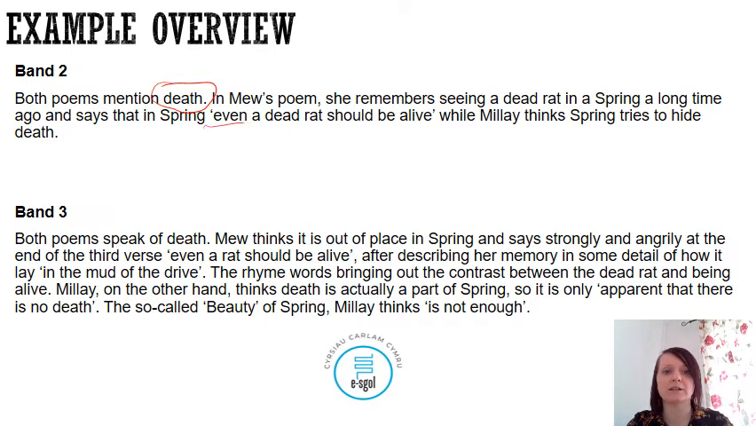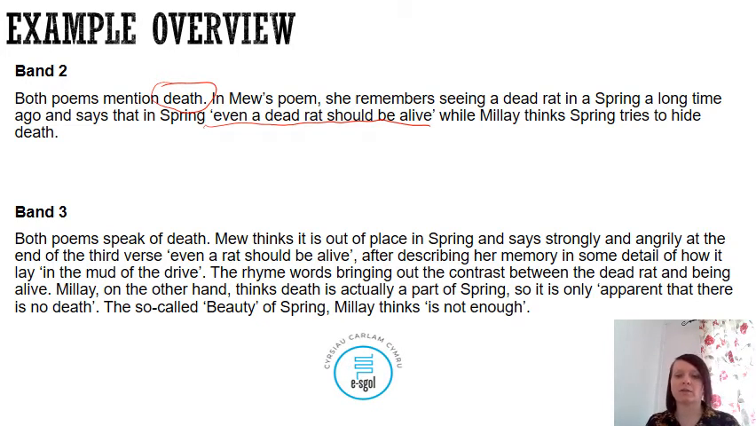Although they use this quotation, even a dead rat should be alive, there's no actual discussion of the language. So although there's textual support, there's no textual analysis. Band 3 then, what you've got is the response that states, both poems speak of death. Mew thinks it is out of place in spring, and says strongly and angrily at the end of the third verse, even a rat should be alive, after describing her memory in some detail of how it lay in the mud of the drive. The rhyme words bring out the contrast between the dead rat and being alive. Millay, on the other hand, thinks death is actually a part of spring, so it's only apparent that there is no death. The so-called beauty of spring, Millay thinks, is not enough.